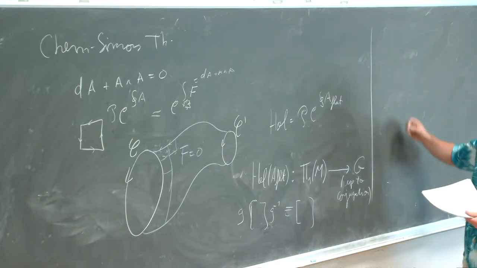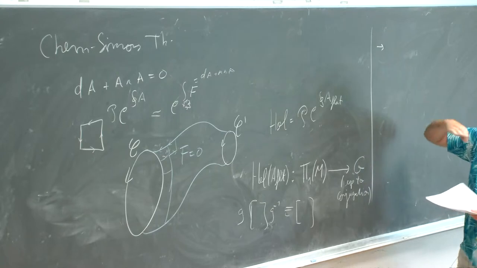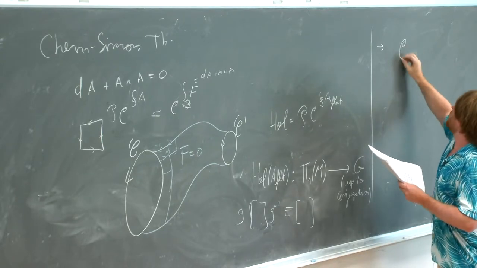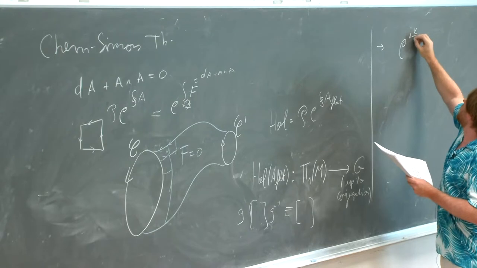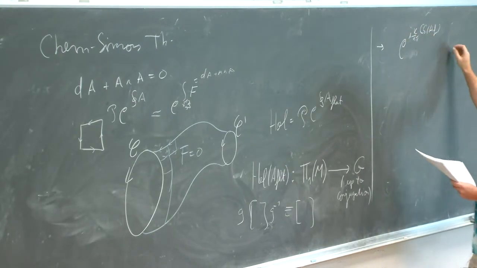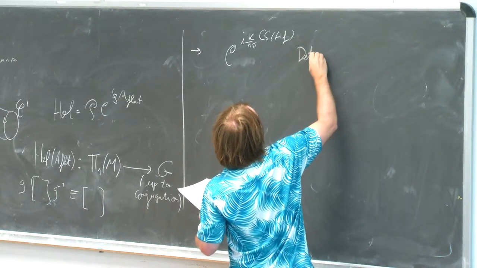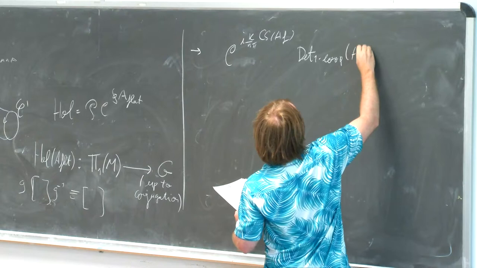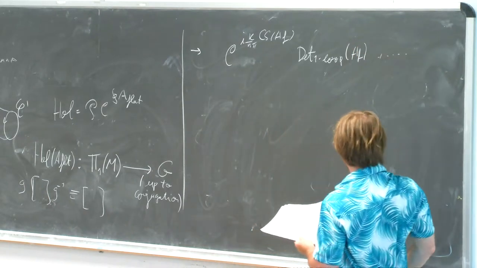So I will not compute the determinant, but you pick these flat connections and look at the fluctuations of that and compute some determinant. So you have this iK/4π Chern-Simons flat, and then you compute some determinant. One loop of that, which depends on the flat connection, plus corrections, OK?